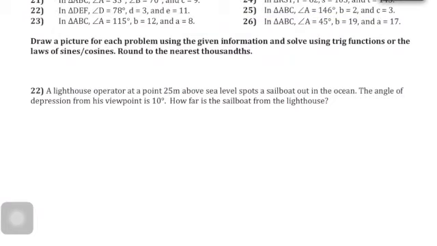Okay, so now I'm looking at number 22. These are just going to be word problems, so let's go ahead and read this and see what we need to do. It says a lighthouse operator at a point 25 meters above sea level spots a sailboat out in the ocean. The angle of depression from his viewpoint is 10 degrees. How far is the sailboat from the lighthouse?